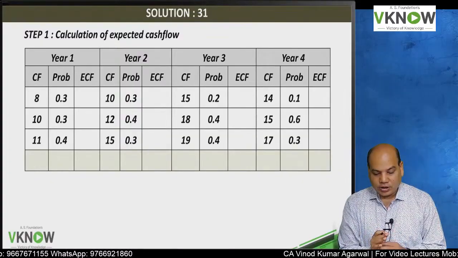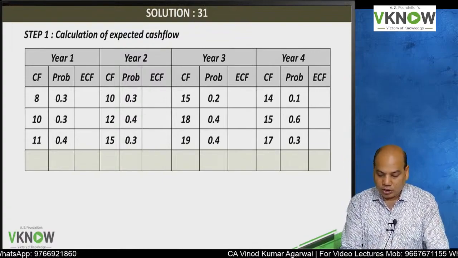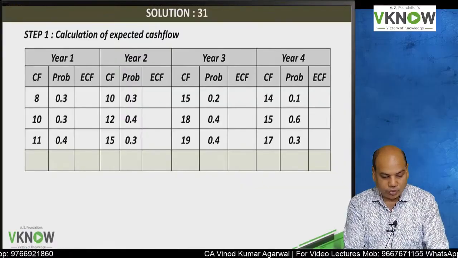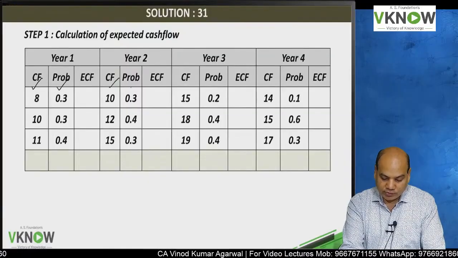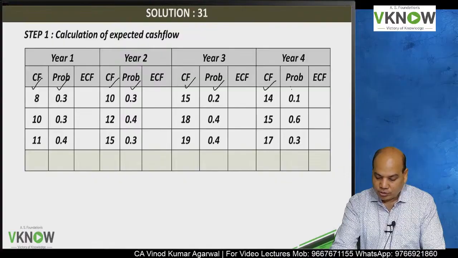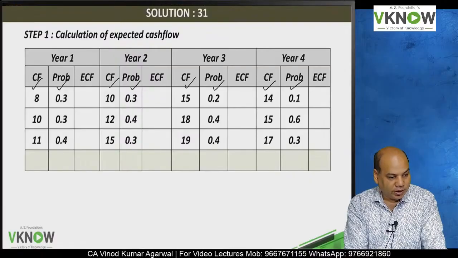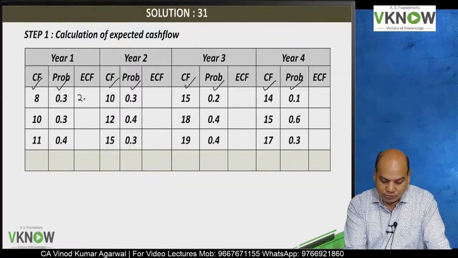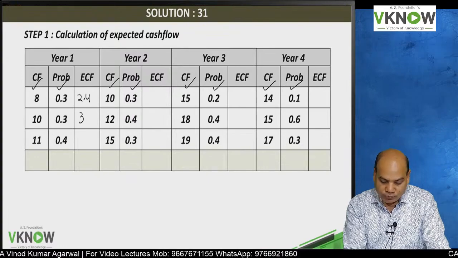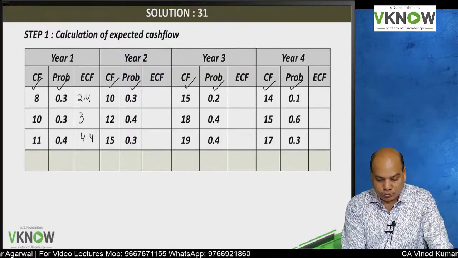So let us write down step 1, calculation of expected cash flow. Year 1, year 2, year 3, year 4. First you will copy from the question the cash flows and probabilities, which I have done for you because your time is precious. Now multiply 8 into 0.3. Please reply quickly because I have not got the answer of this question. 2.4, 10 into 0.3, 3, 11 into 0.4, 4.4. Now can you please tell me the total?